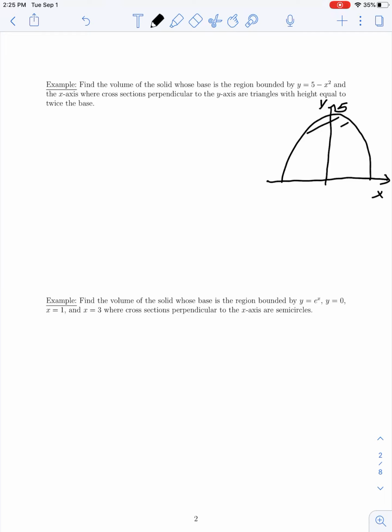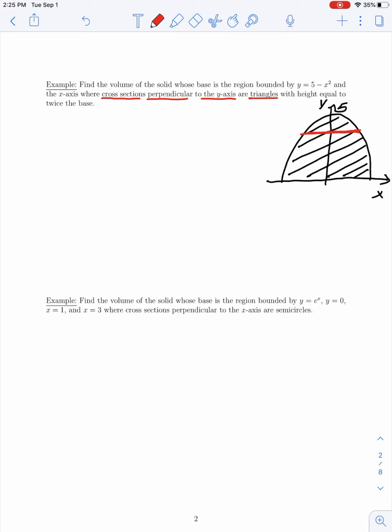So the region which forms the base of my solid would be the following region. And now what's slightly different in this example from my last example is that we're told that cross-sections perpendicular to the y-axis are triangles. So we're no longer taking slices perpendicular to the x-axis, but if I take a slice of my solid, which is perpendicular to the y-axis, let me draw a little representative slice here.